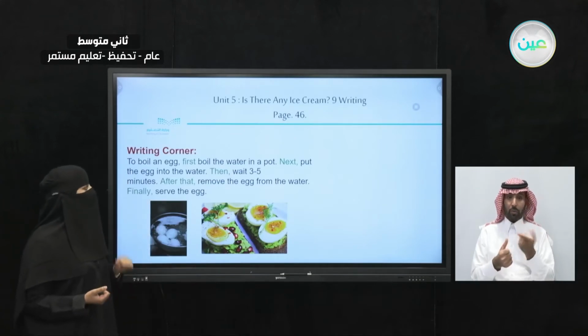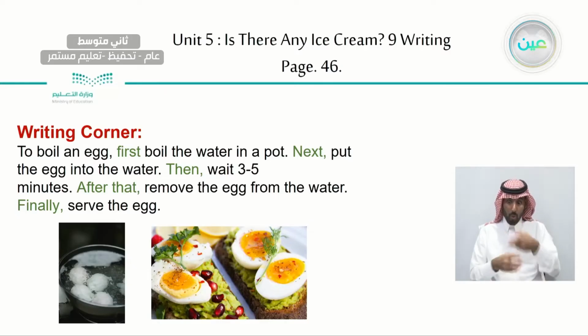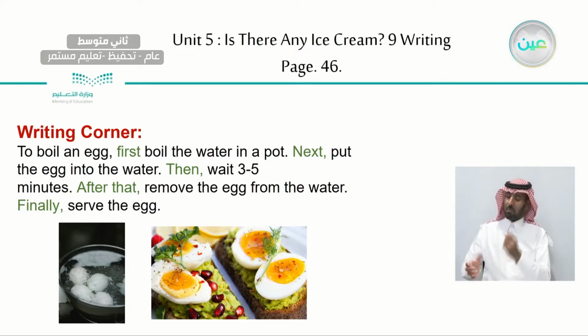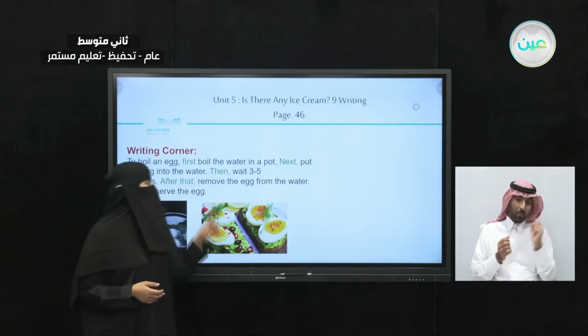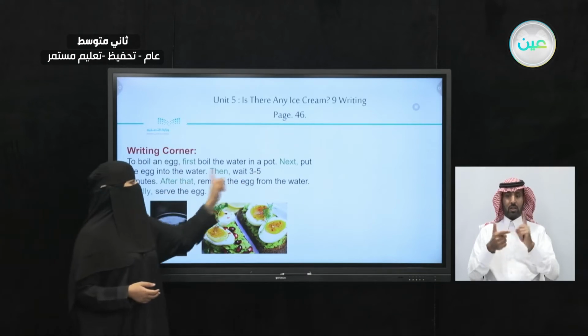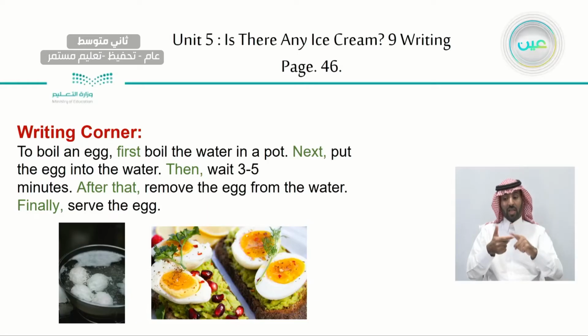First, boil the water in a pot. Next, put the egg into the water. Then wait 3 to 5 minutes. After that, remove the egg from the water. Finally, serve the egg. Now, did you see the words I highlighted here? I changed the color of these words in the text. First, next, then, after that, and finally.